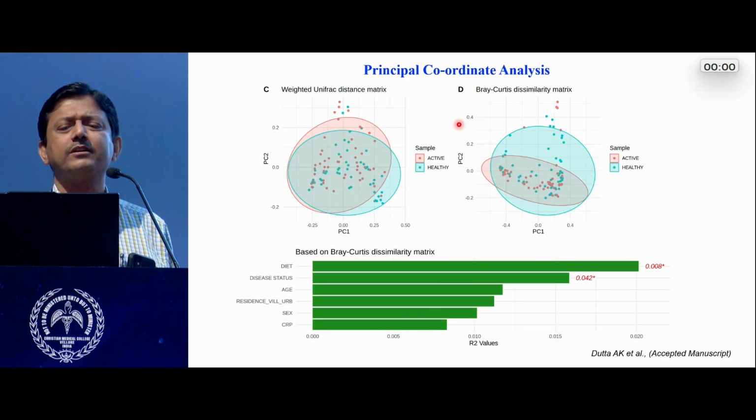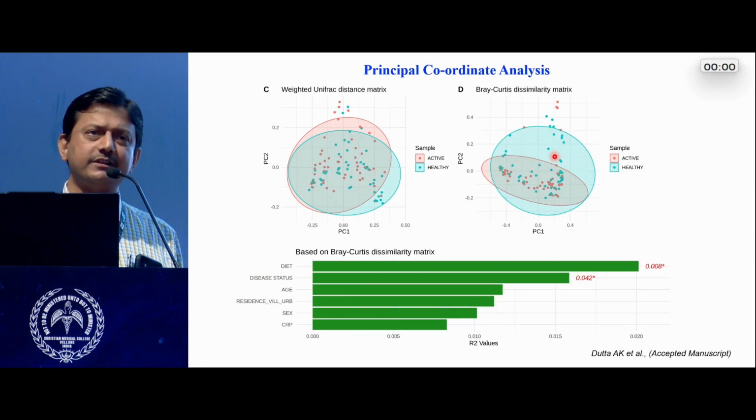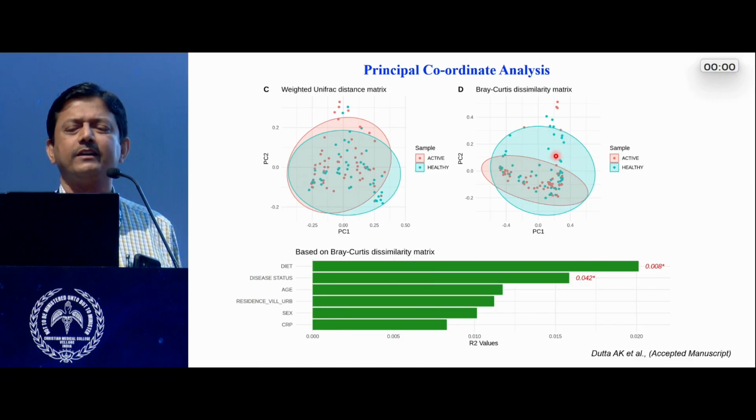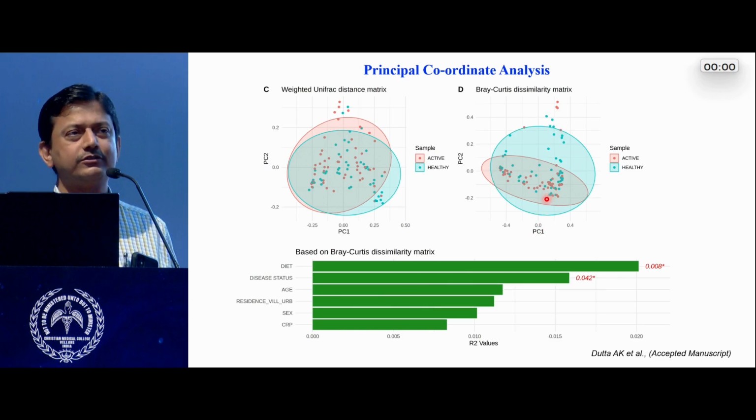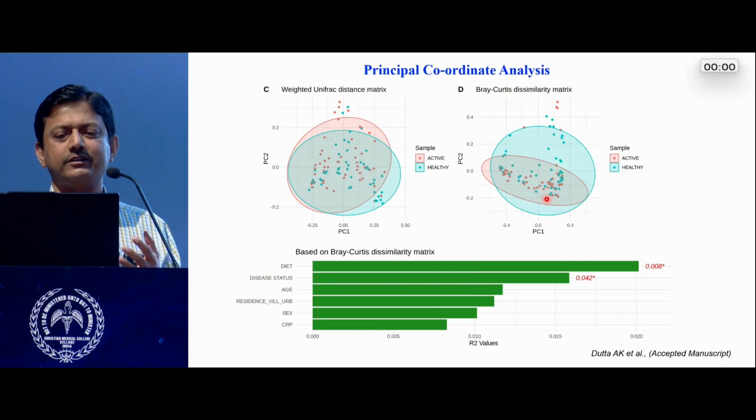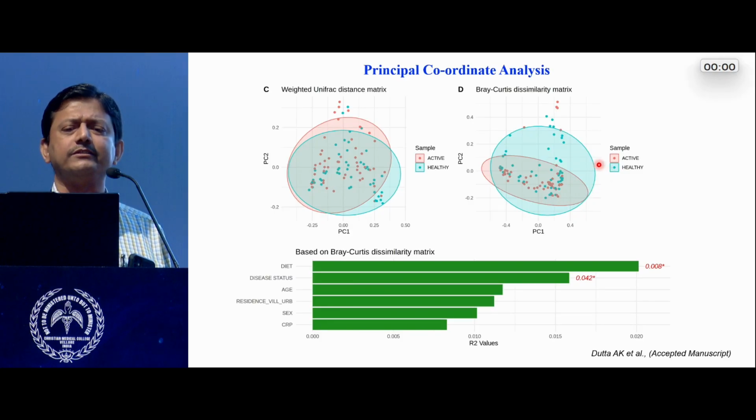So in this principal coordinate analysis plot, you'll see a lot of these dots. Each dot represents one particular sample. If you look at these two dots here, it tells you that these two samples are very close to each other in terms of their diversity. But this dot is quite far away from this one. So it tells you how close the samples are to each other in terms of their diversity.